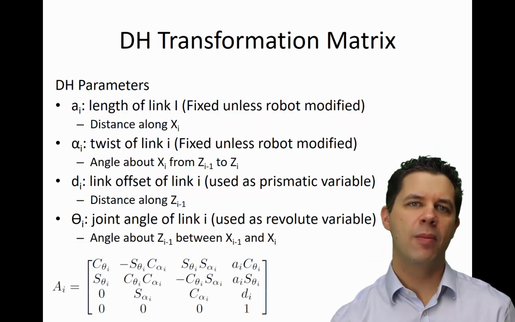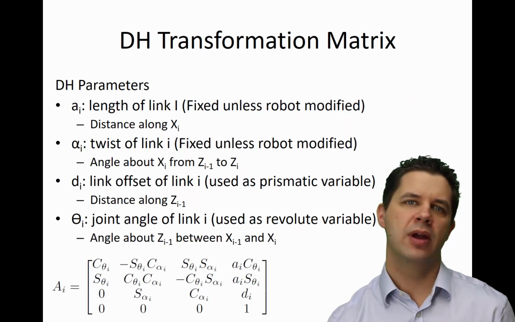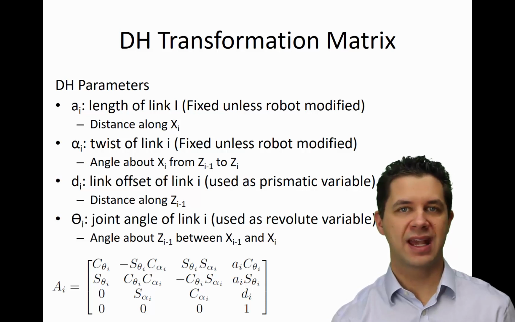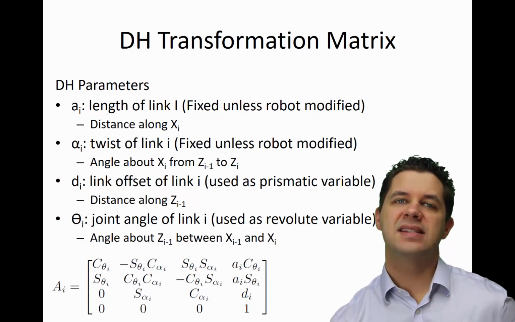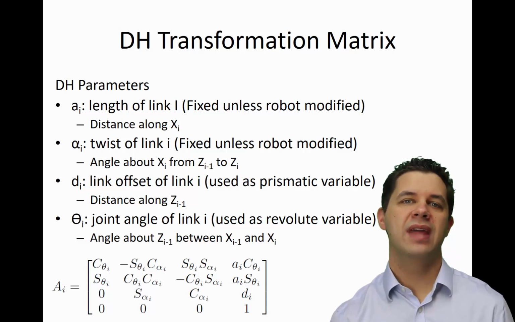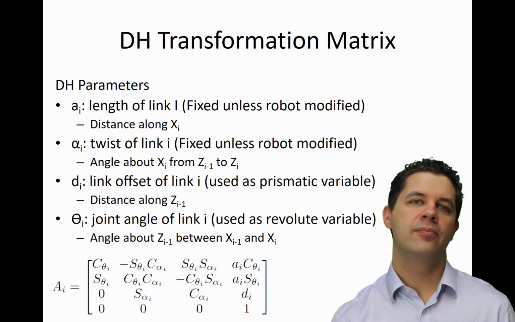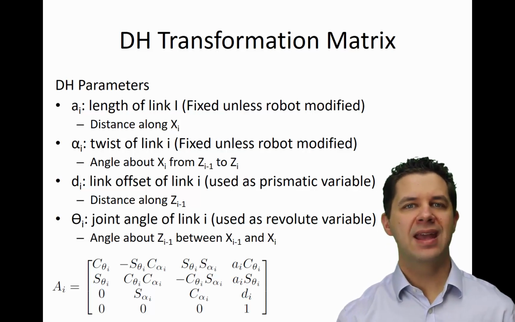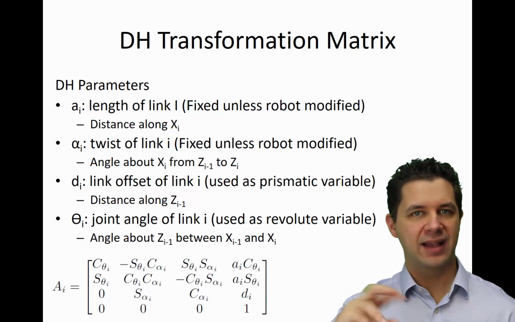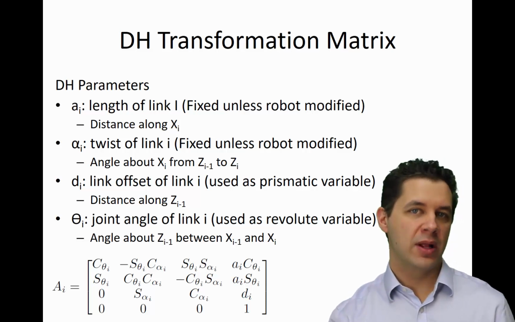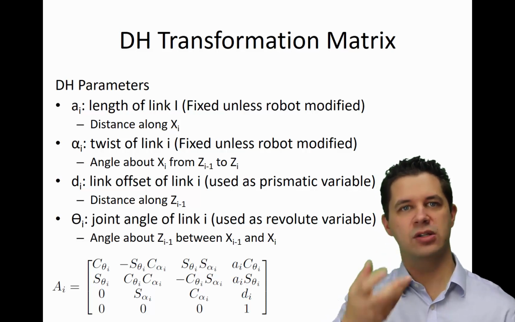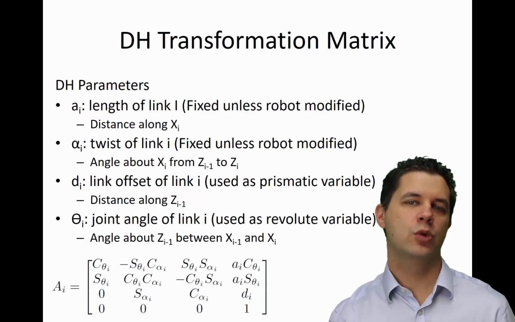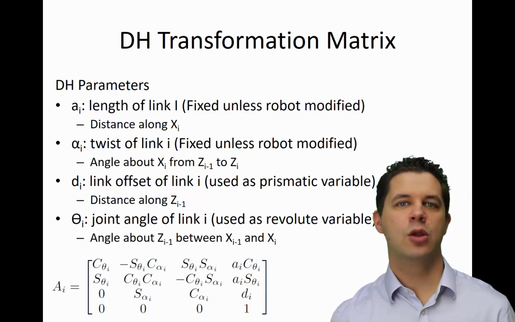Remember we had four main parameters that we're dealing with, the Denavit-Hartenberg parameters. We had a_i, which is the length of link i, and this is fixed unless the robot's actually modified in some way. And it's essentially the distance along x_i. We then have alpha_i, which is the twist of link i. Now this is once again fixed unless the robot's modified, and it's the angle about x_i from z_(i-1) through to z_i. So the twist around x_i, the new variable for the x coordinate, from z_(i-1) to z_i.